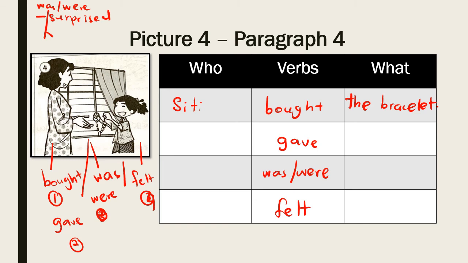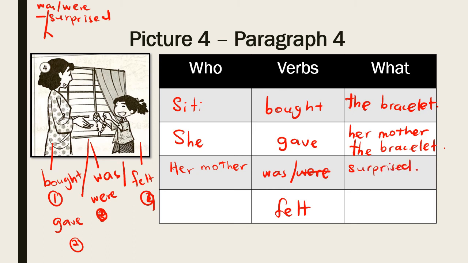So you can say here, she gave her mother the bracelet. Full stop. Who was surprised? Her mother. Her mother was surprised. And her mother felt so proud with Siti. So that's all, finish. Okay, this is my version. It's very simple to say, but I think it's good enough for you.